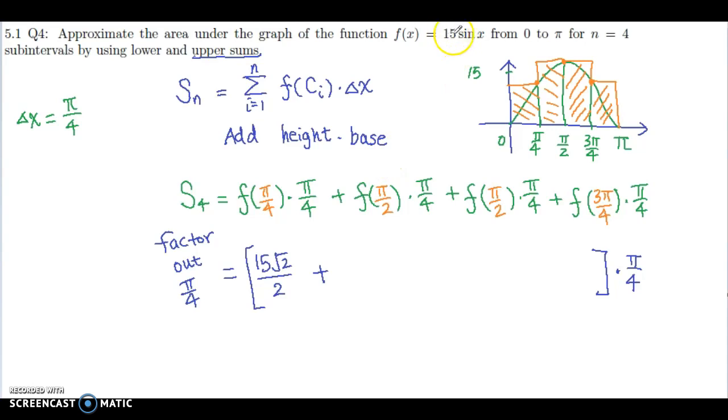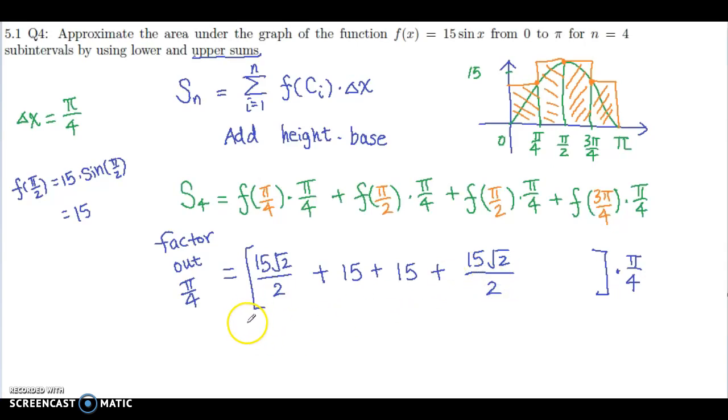Now the next one, f of pi over 2. What is 15 times sine of pi over 2? You evaluate on the side. F of pi over 2 equals 15 times sine of pi over 2. It's just 15 times 1, so 15. The next one is f of pi over 2, so still 15. And the next one is f of 3 pi over 4, so it's 15 times square root of 2 over 2.